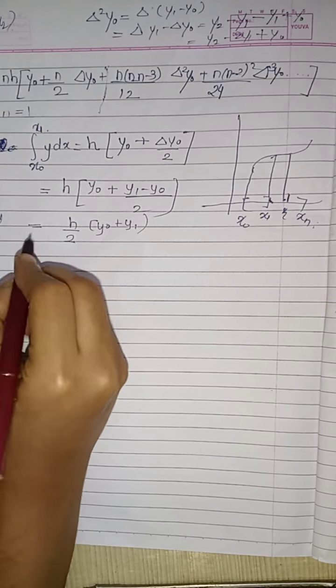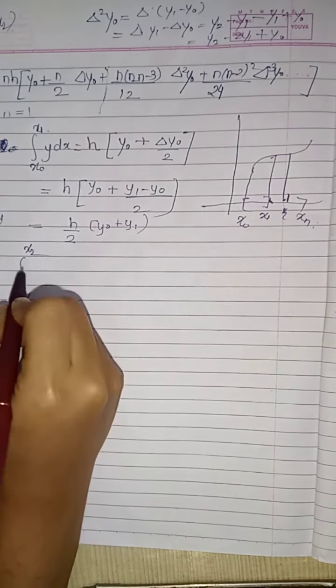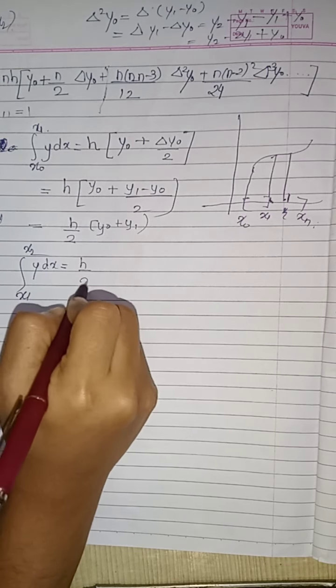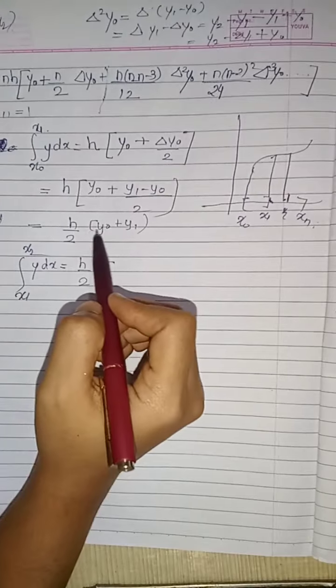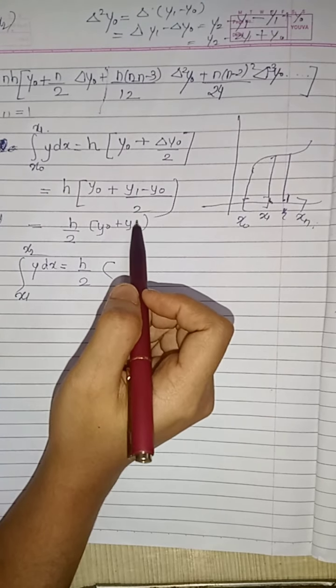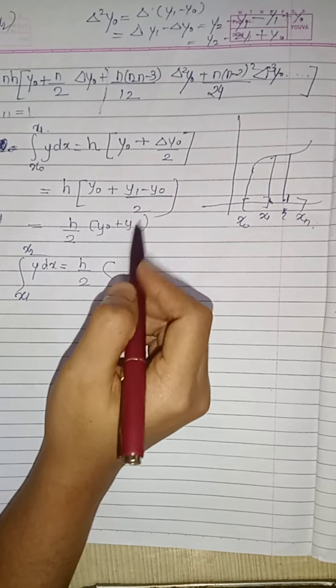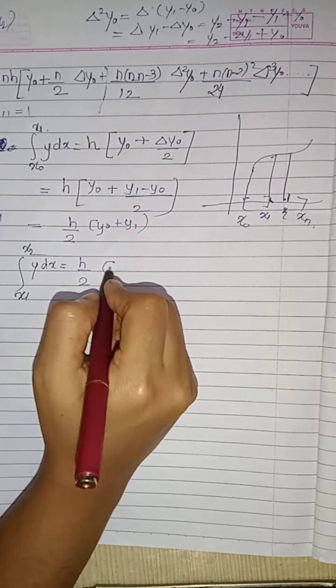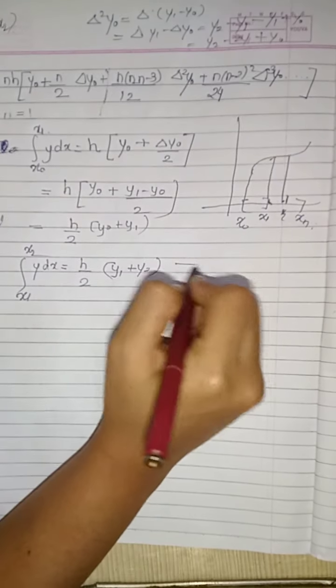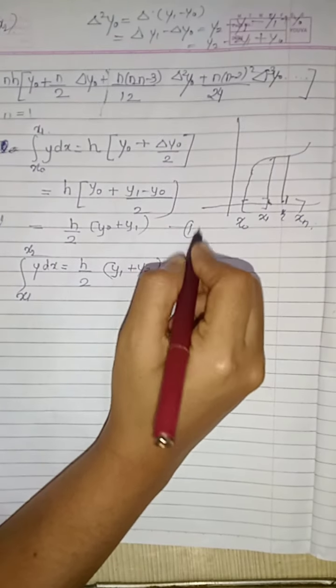the integral from x1 to x2 of y dx, which is equal to h upon 2. Now, when we were considering x0 to x1, we had the summation of their respective values of the function, that is y0 plus y1. So here we'll get y1 plus y2. So this is the second equation. This was the first one.